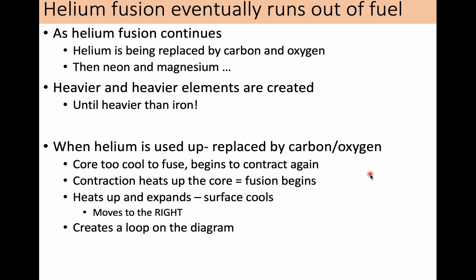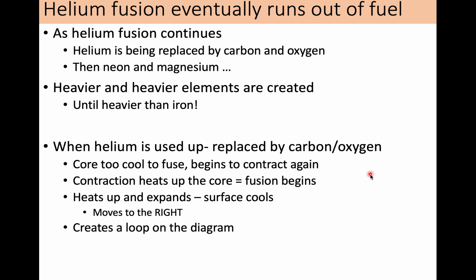Then it will be fusing the carbon and the oxygen to the point where the carbon and the oxygen are completely used up. Then the core will be too cool to fuse the next largest element, which is neon. Then the core will contract again. The contraction will cause it to heat up, which allows for the fusion to begin. So it's a cycle that goes on with the core of the star as we're cycling through the fusion of heavier and heavier elements within the star.